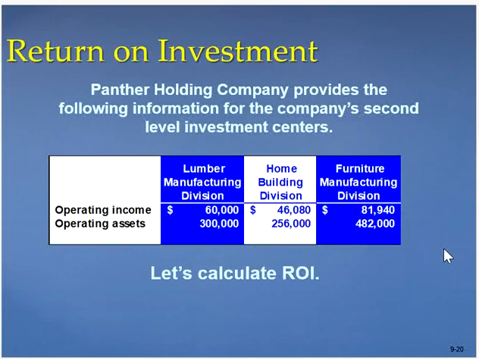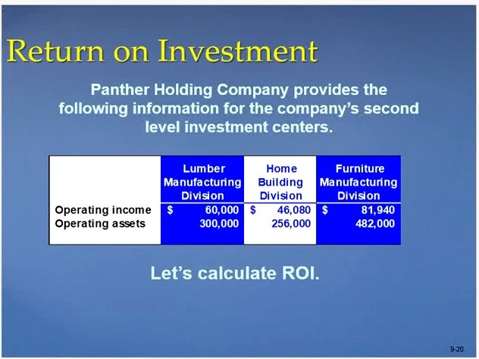Maybe only for numbers we can say, oh, this furniture manufacturing division is giving the highest income, so the manager of this division is the best performer. But we need to consider the amount which was invested in those assets, 482,000, which is also highest. So now, in order to actually see which is the best manager, we should not rely on these numbers. Rather, we should calculate return on the investment.